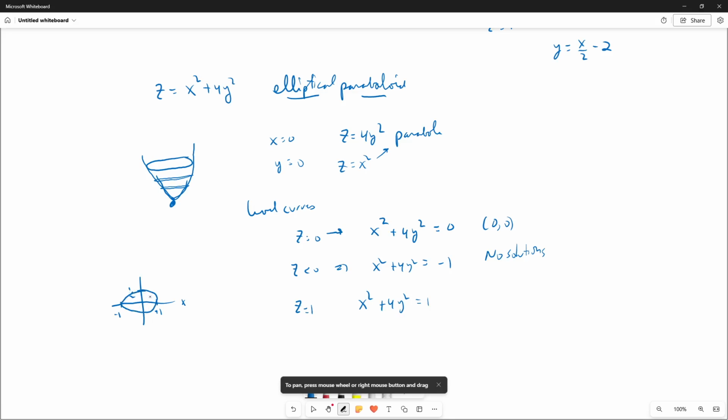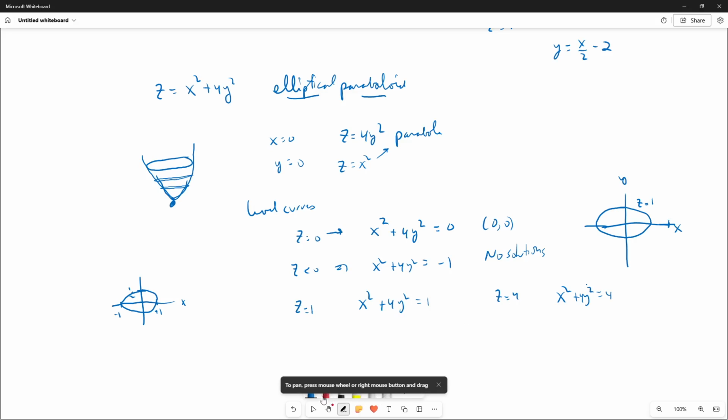So we get an ellipse that's a little bit elongated in the x direction. This one corresponds to z equals 1. If we take z equal to 4, then we have x squared plus 4y squared equals 4, and that would take the x out to 2.